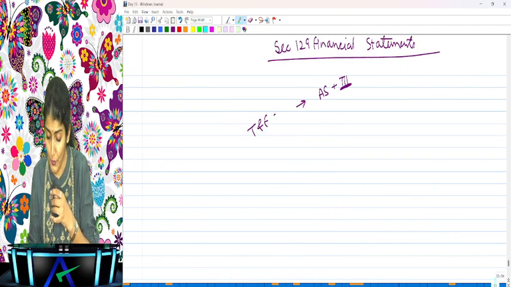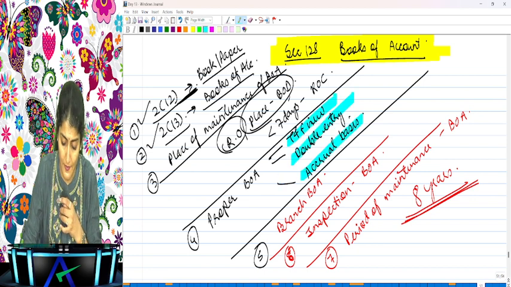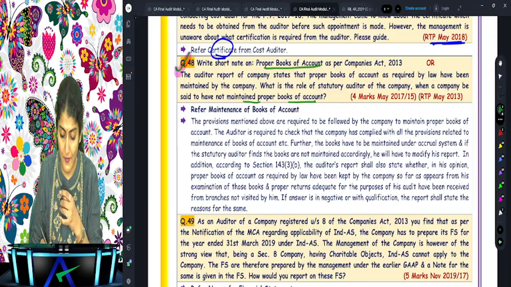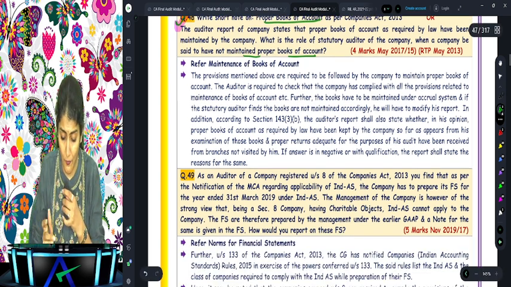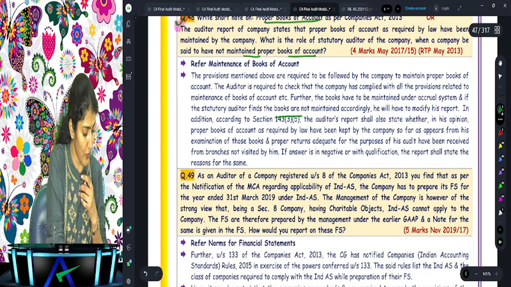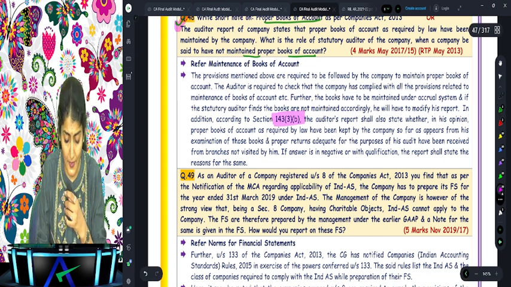And what did I tell you? What do you mean by proper books of account? True and fair view, double entry system, and the accrual basis of accounting. Are you able to follow that? Right, the maintenance of the books of account, where you have to report, 143(3)(b). Did we see 143(3)(b)? Right.